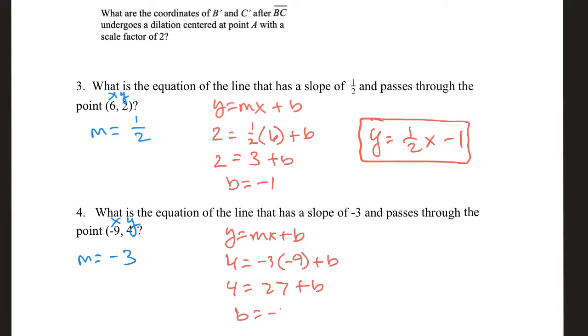Then subtract 27 from both sides. That gives us b equals -23. And again, for our final equation, we stick our y and our x back in, and we only substitute our m and our b. So our final equation is y equals -3x minus 23.